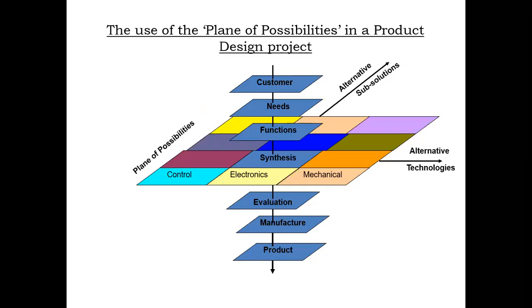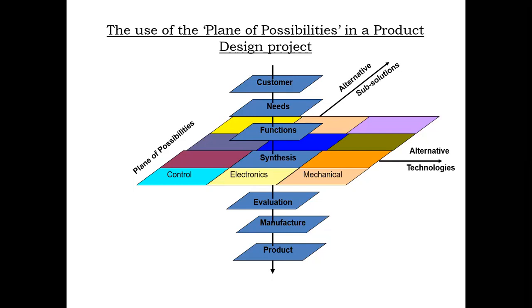Use of the plane of possibilities in product design project. So this defines the whole range of things available in the market. That is a three-way communication between the manufacturer, consumer, and developer; like that we need to define. Customer needs are converted to function, then function synthesis, then it is given to the different areas: mechanical, electronic, control. So three areas we need to discuss.